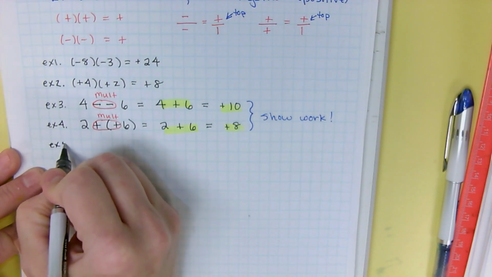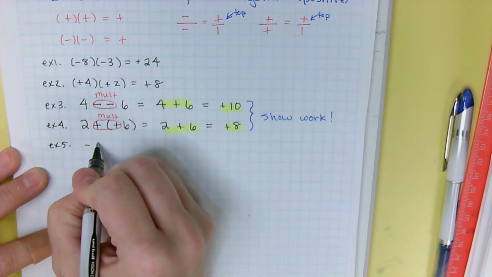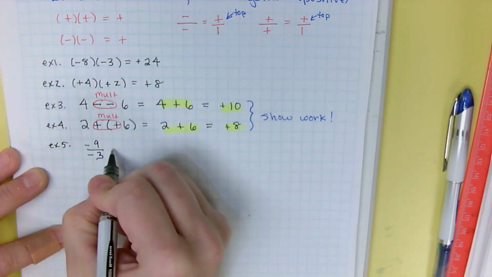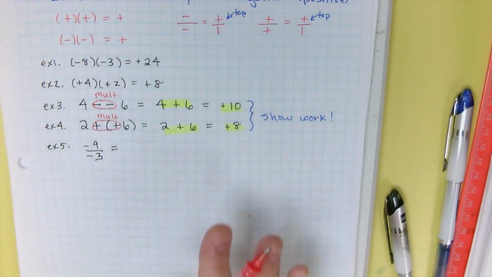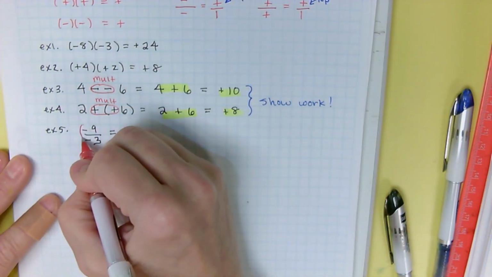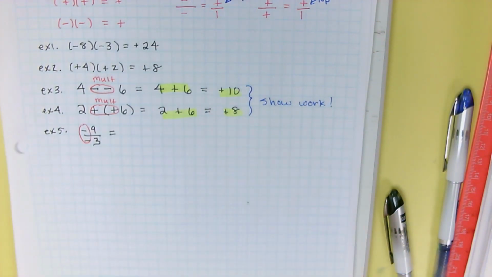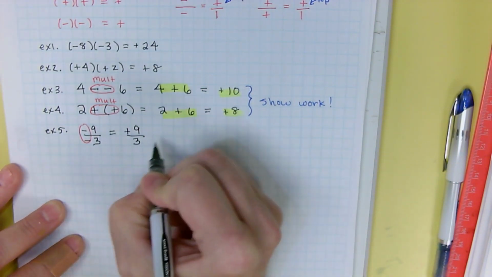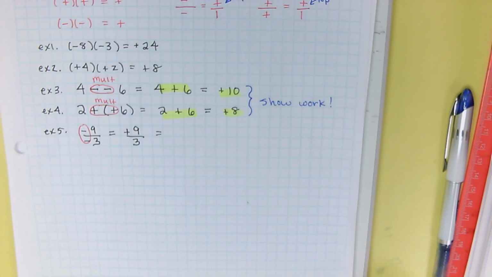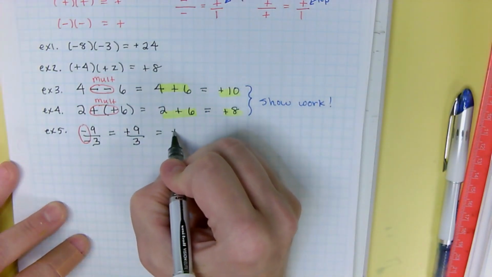All right, let's do some division. Example 5, -9 divided by -3. So a negative over a negative is being divided, and the rules for division are the same as for multiplication. A negative times a negative is a positive. A negative divided by a negative is a positive. So the positive goes up top with the 9, and then you just simplify. 9 divided by 3 is 3.